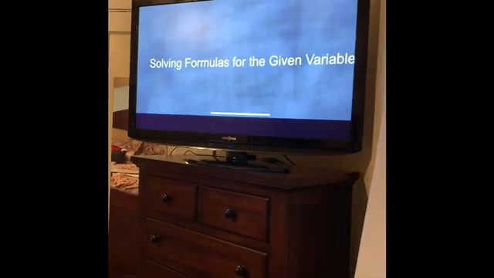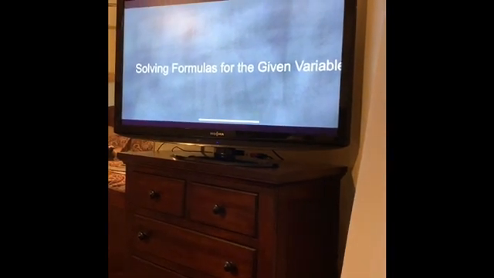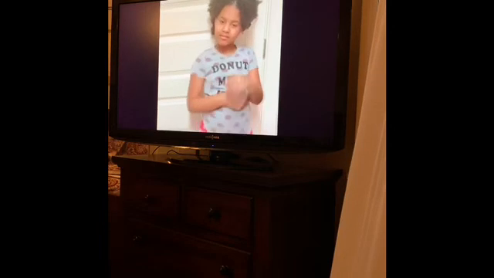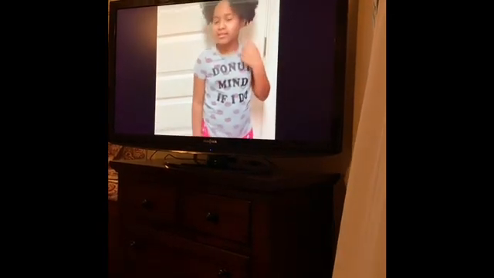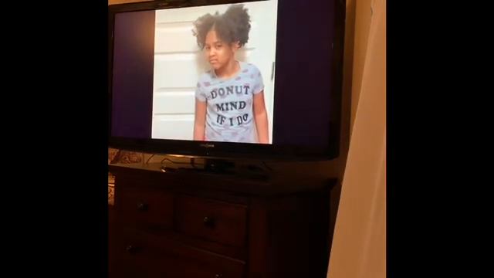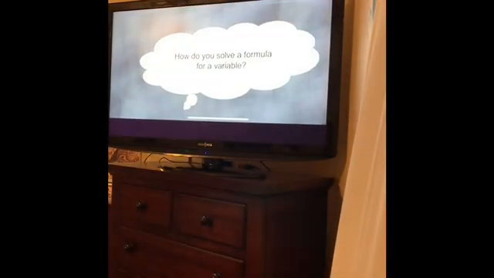Solving formulas for the given variable. Okay, London, can you solve the equation? We got 8x plus 15 equals 35. Solve for x. How do you solve a formula for a variable?